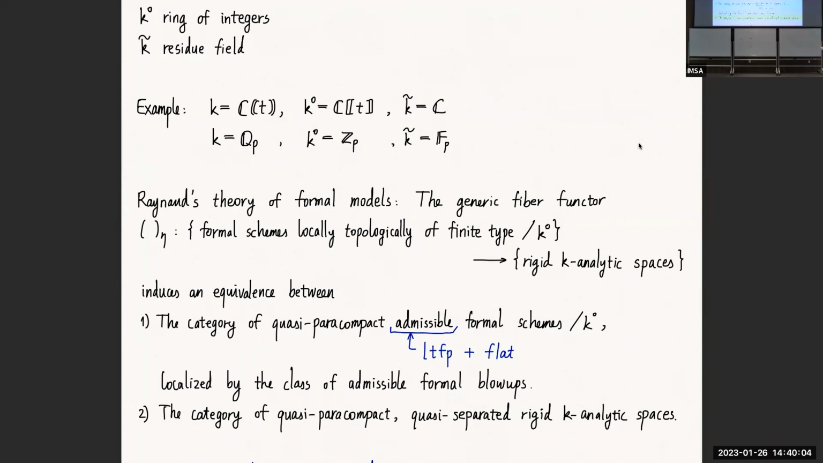So yeah, we just have this subcategory, and then we quotient by admissible formal blow-ups, which simply means that we take blow-ups with centers in the special fiber. So this doesn't change the generic fiber. And then taking the generic fiber functor, this quotient category is identified with the category of quasi-paracompact, quasi-separated rigid K-analytic spaces. Here, quasi-paracompact, quasi-separated, it's really very mild finiteness conditions.